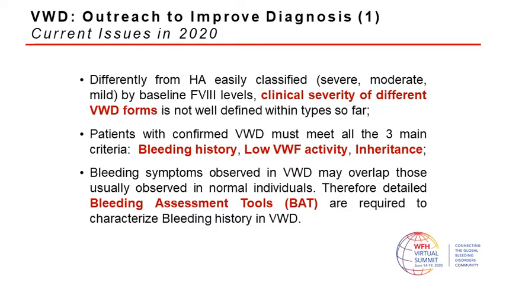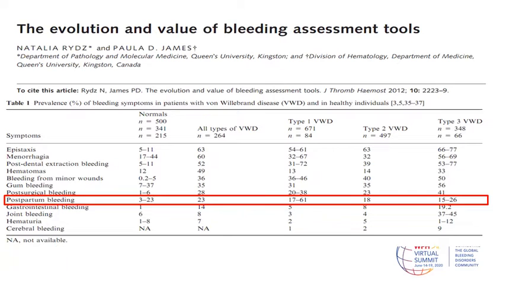Next slide. In this slide the evolution of the value of the bleeding assessment tool is reported by Paula James and coworkers. It's really clear that these kinds of symptoms that can be present in von Willebrand disease sometimes overlap in a normal population. For instance, if we look at postpartum bleeding, comparing normal versus type 1, actually there is a wide range of frequency of this kind of symptoms.